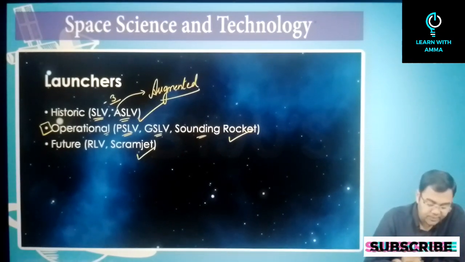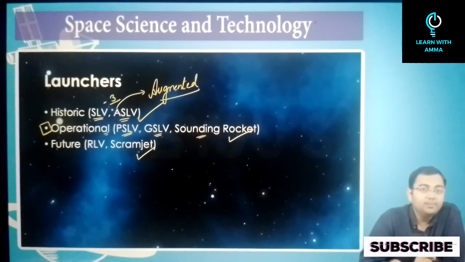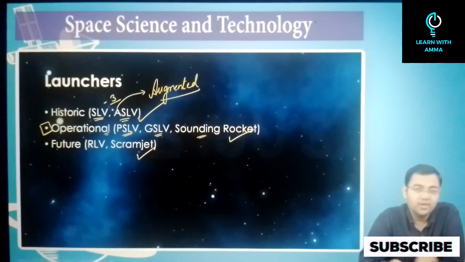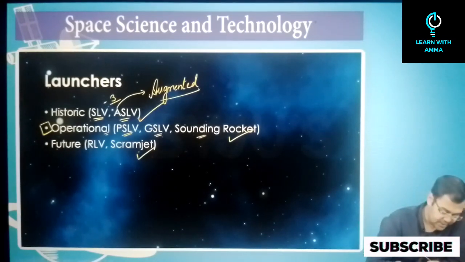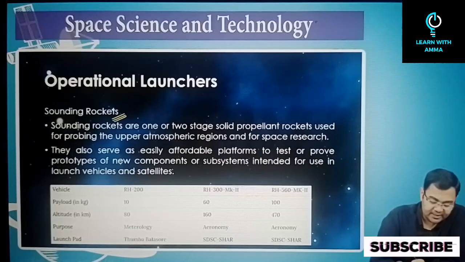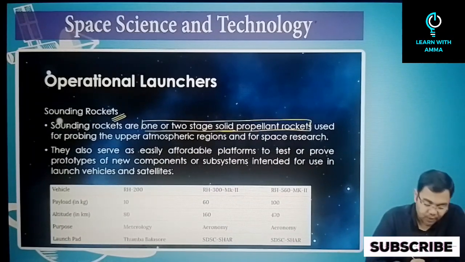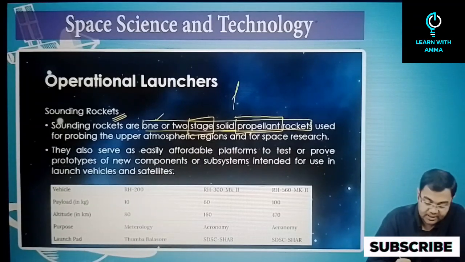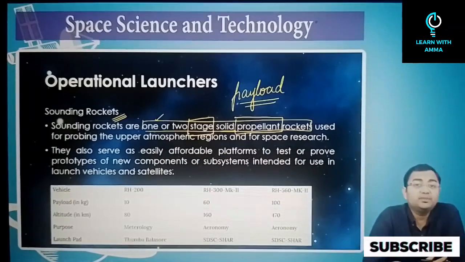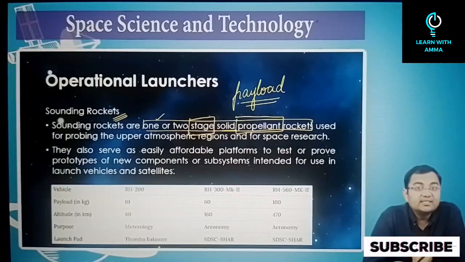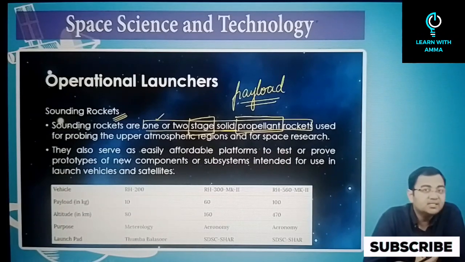We have three different kinds of satellite launch vehicles here: PSLV, GSLV, and sounding rockets. So let's try and understand all these three one by one, starting with sounding rockets. When we talk about sounding rockets, these are one or two stage solid propellant rockets. So you have a couple of terms here. One is stage and second is propellant. And there is a third term that you have come across until now, and that is the term payload, right? So let's try and understand what is the meaning of these three terms: first is stage, second is propellant, and third is payload.